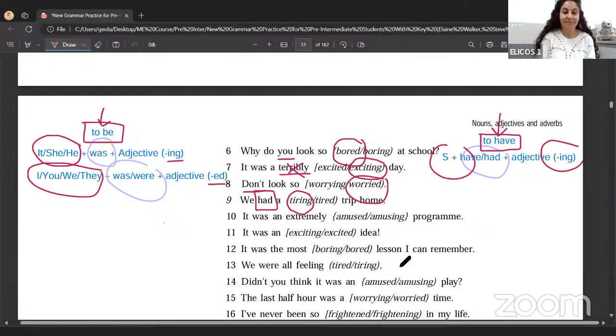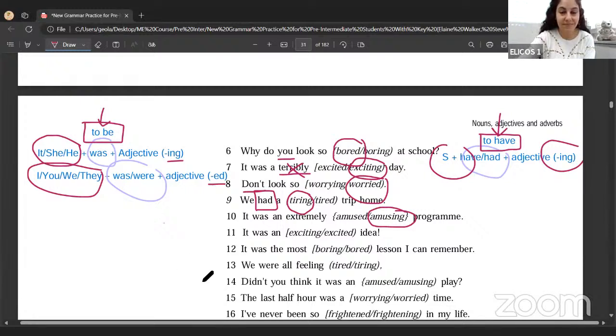Okay, number 10. It was an extremely amusing program. It was an extremely amusing program. That's using the first rule. So amusing, it's kind of like interesting, you know, yeah, it was interesting. It was an extremely interesting program. Amusing, it's just another word.